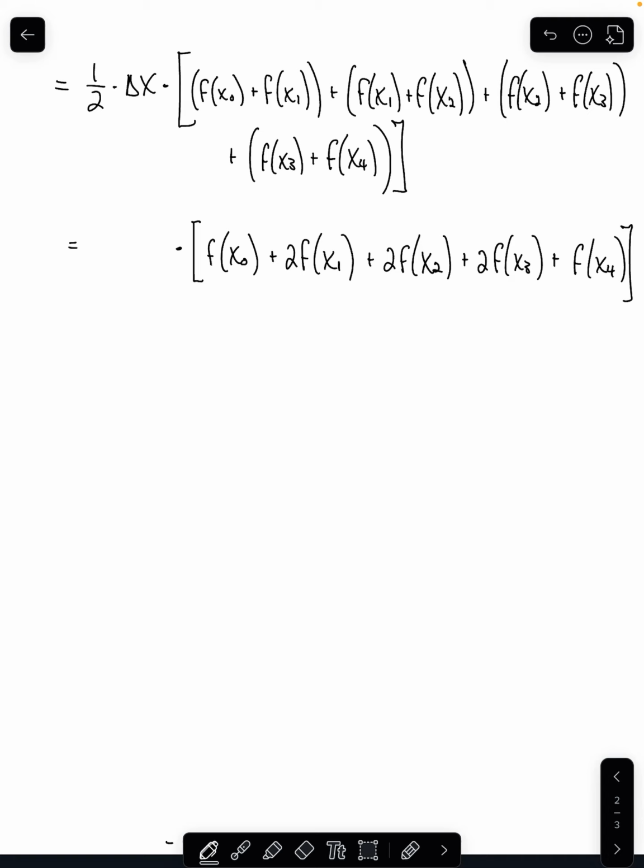Now, as for the 1/2 and the delta x, in this case, delta x is going to be given by the distance between the right endpoint of the interval and the left endpoint of the interval divided by however many subintervals there are, which in this case is 4. We now need to generalize this. This is specifically the trapezoid rule for 4 subintervals. We need to then generalize it for n subintervals.